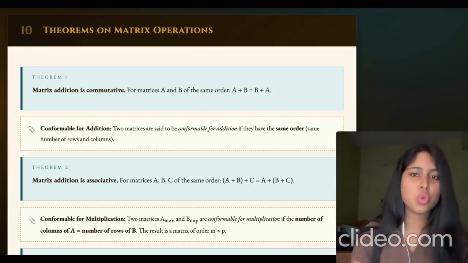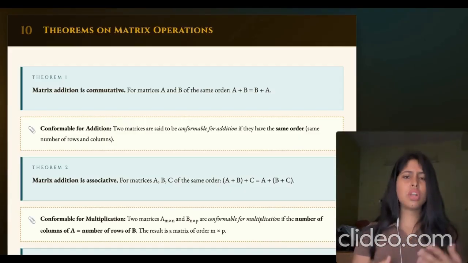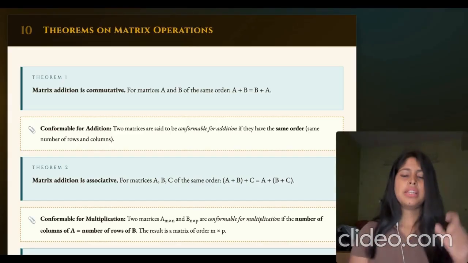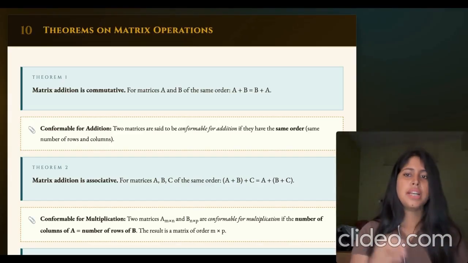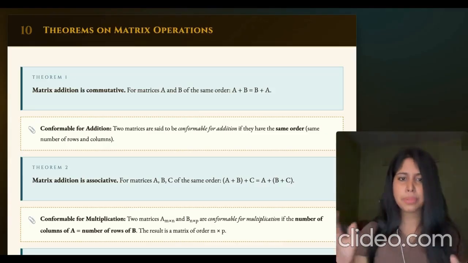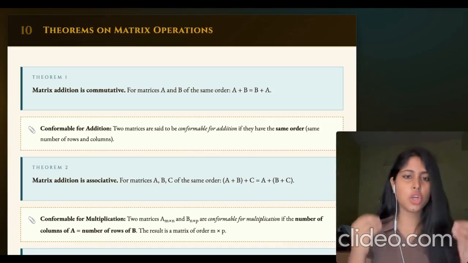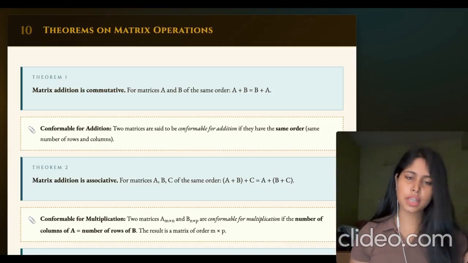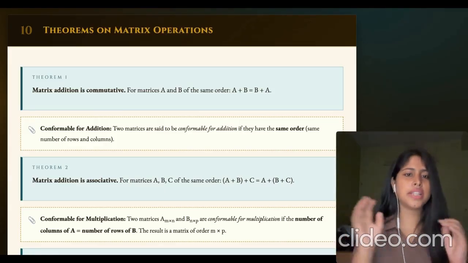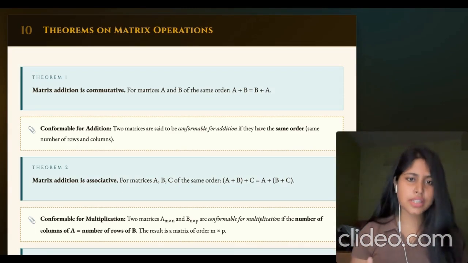Now you have to note the conformability for multiplication. Suppose we have two matrices A and B and we need to multiply them. For that we first need to check the conformability. Now, what is the subscript of A? Let us say it is m cross n. And what is the subscript of B? Let us say it is n cross p. Then its result should be of order m cross p.